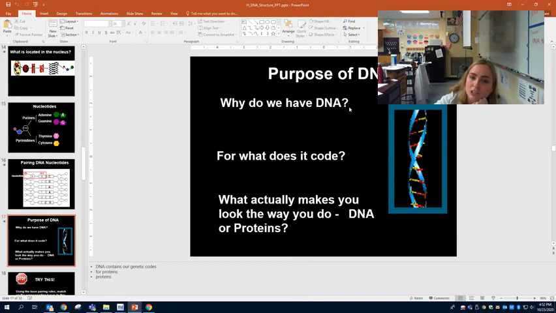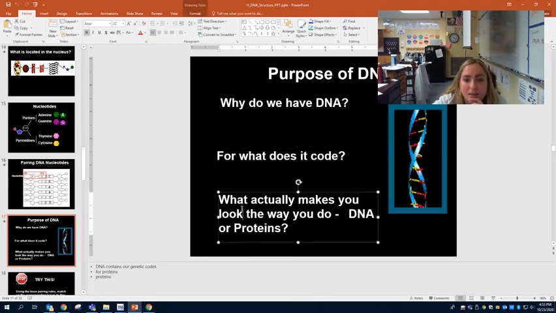So for the first question, why do we have DNA? Well, DNA contains our genetic code. It's our genetic makeup. It's what makes us us. And for what does it code? It codes for proteins, okay? And then what makes you look the way you do, DNA or proteins? It's going to be the proteins that make you look the way you do.